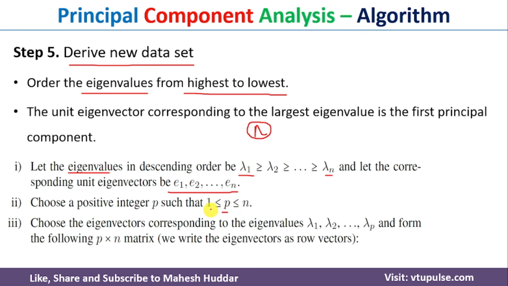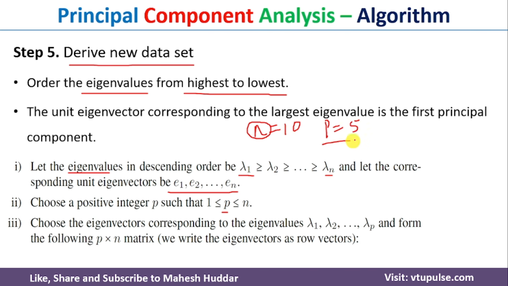If p is anything in this range, I want to select fewer than the number of features there are. Let us assume that we have 10 features and I want to select 5 features. What is the value of p here? The value of p will become 5 in that case. The meaning is I want to select 5 features out of 10 features, or 5 principal components out of the 10 features.